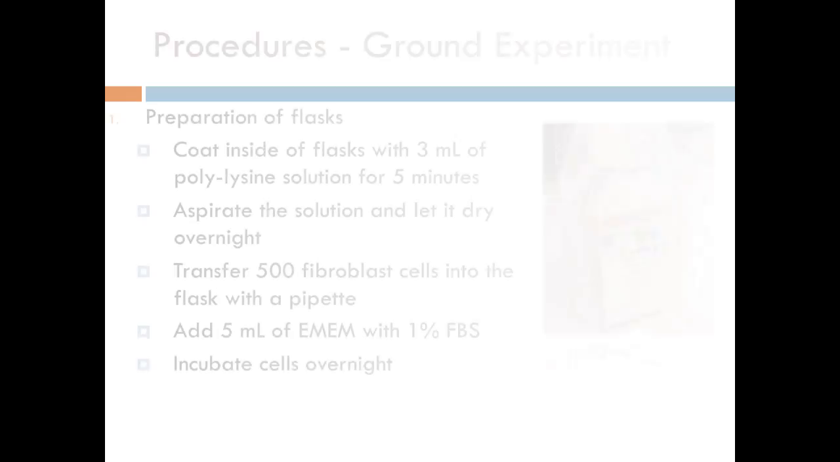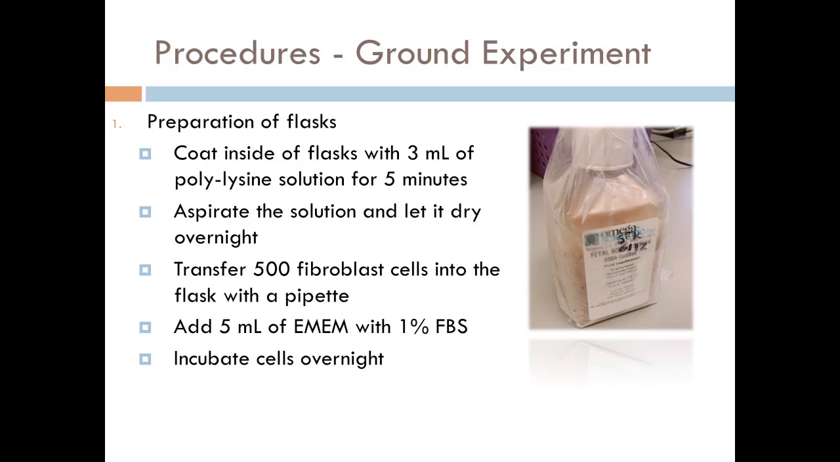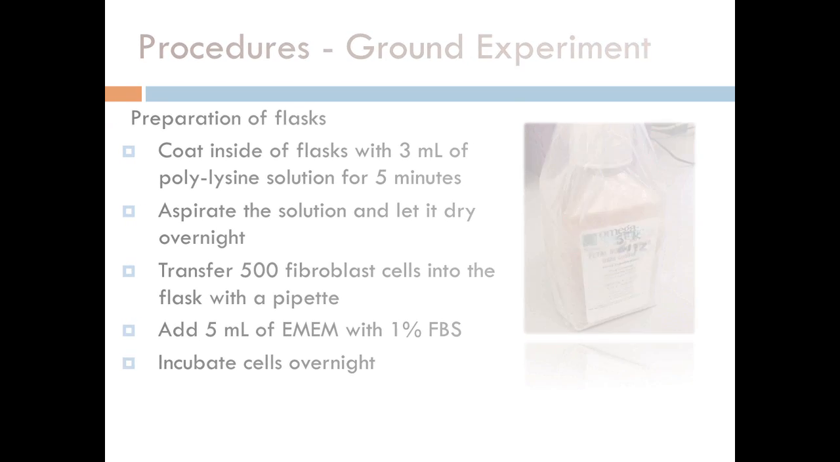To prepare for our experiment, we first coated the inside of our flask with 3 milliliters of polylysine solution, which helps with attachment, and we let that sit for 5 minutes. Afterwards, we aspirated the solution out and let it dry overnight. The following day, we added 500 fibroblasts to each of the flasks, as well as 5 milliliters of Eagle's minimum essential medium with 1% fetal bovine serum. We then allowed both flasks to incubate overnight.